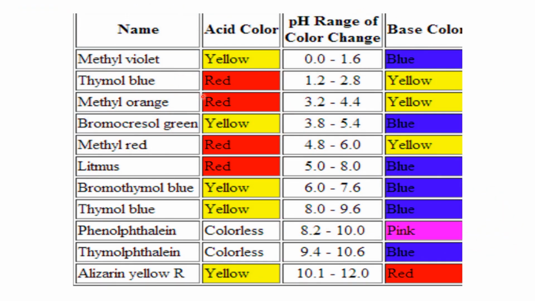Because, sa methyl orange, okay, take note of its pH range of color change. Okay, andito siya sa 3.2 and 4.4. Below this range, obviously red. And above this range, obviously yellow. But somewhere in between, ito yung medyo mahirap tingnan.